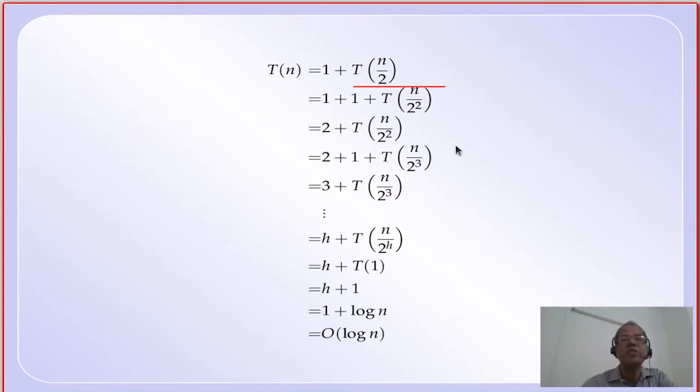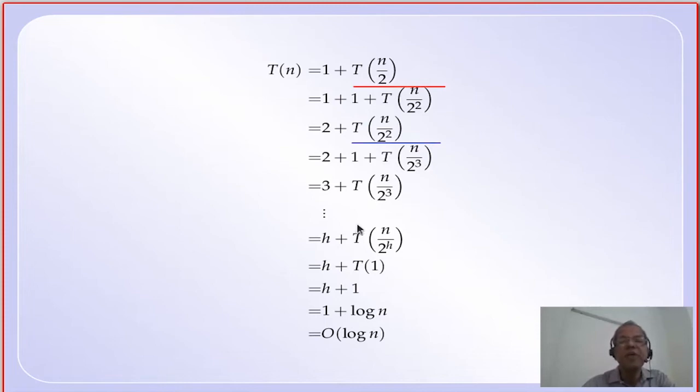Simplify, that is 2 plus T of n by 2 squared. Then you unroll T of n by 2 squared. That is 1 plus T of n by 2 cubed. Every time the input size has to be halved. So n by 2 squared is halved, it becomes n by 2 cubed. Simplified, it is 3 plus T of n by 2 to the power 3.